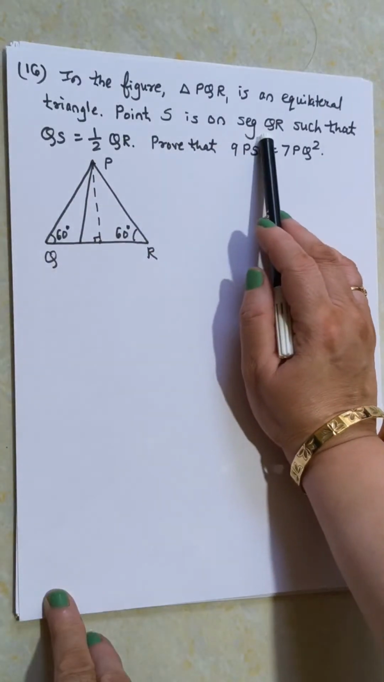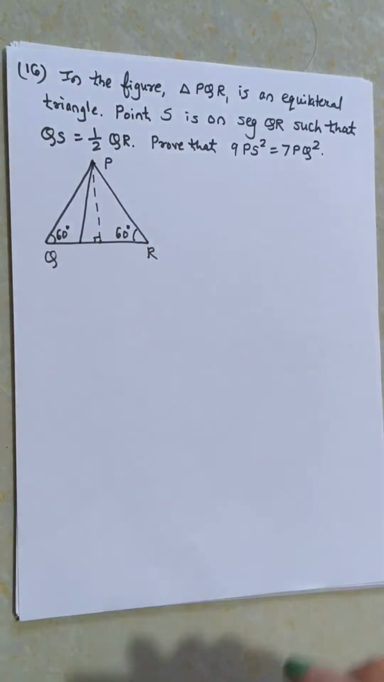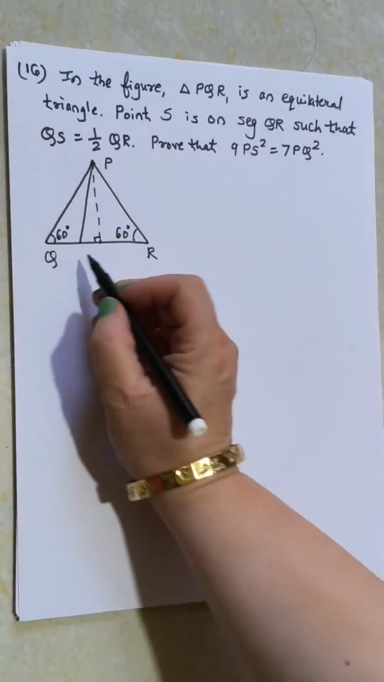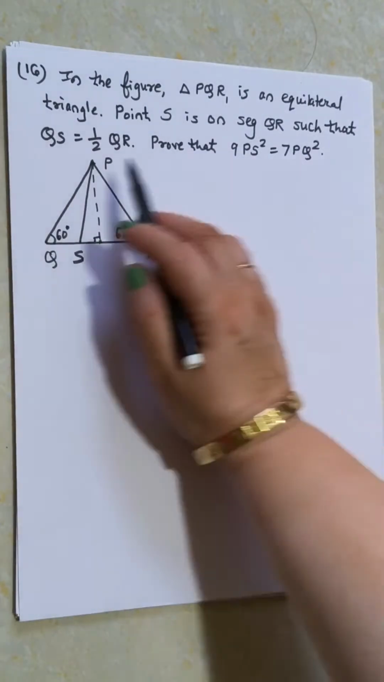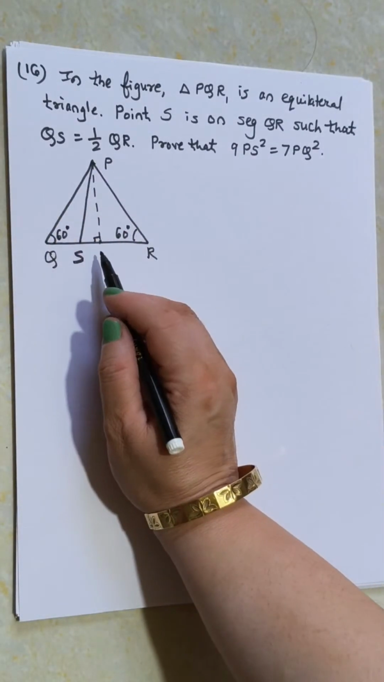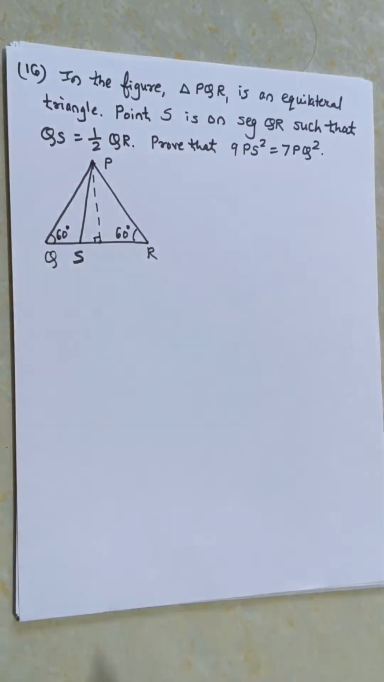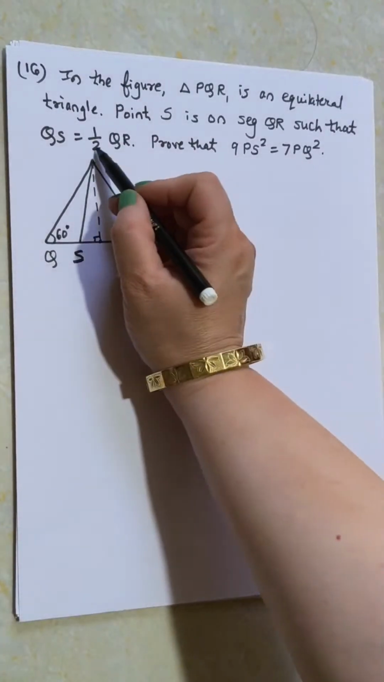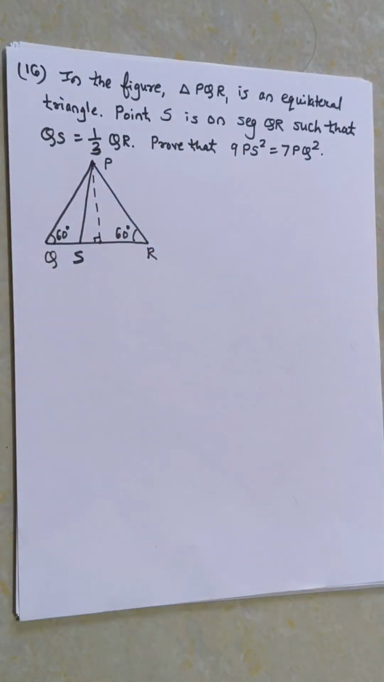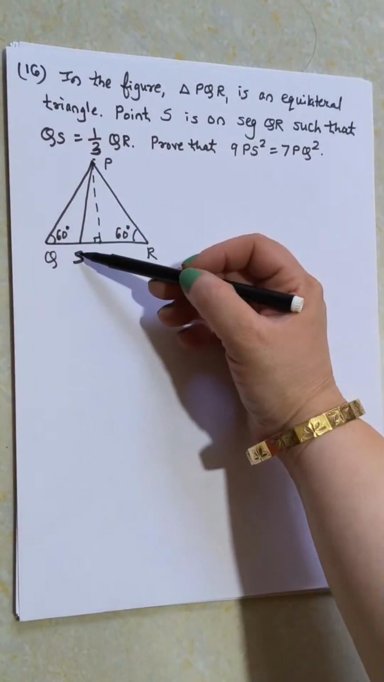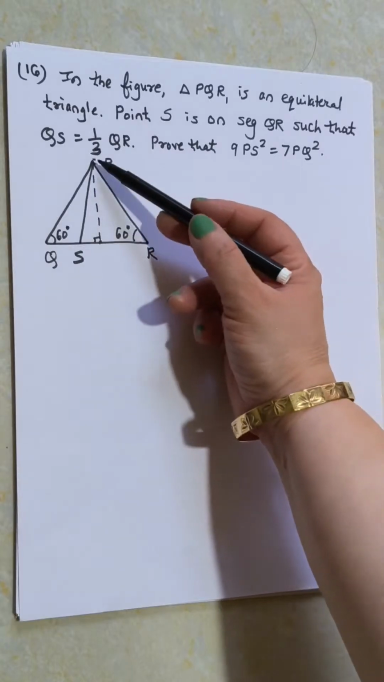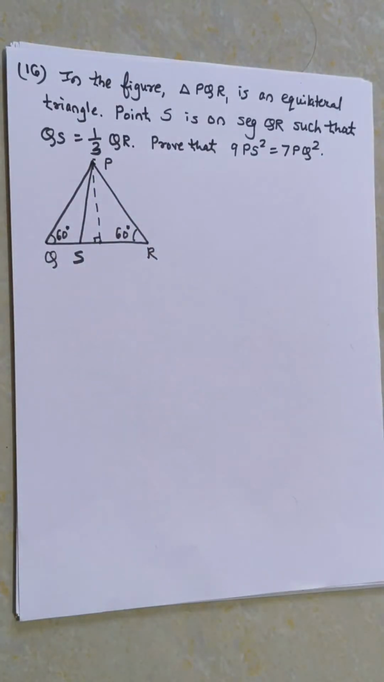Put point S on segment QR. So which point is there? S point is there on segment QR, such that SQ is 1/3 QR, not 1/2, it is 1/3 QR. Prove that 9PS squared is equal to 7PQ squared. So like that we have to prove.